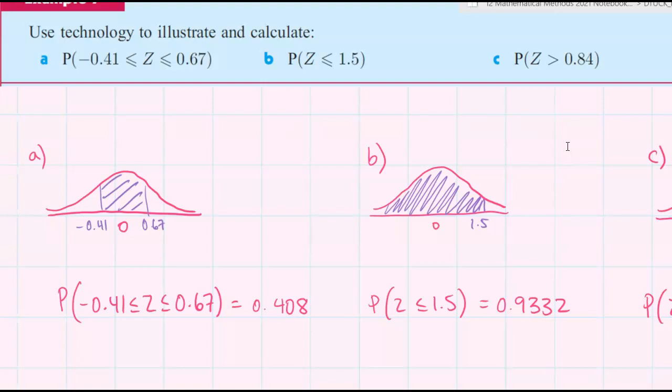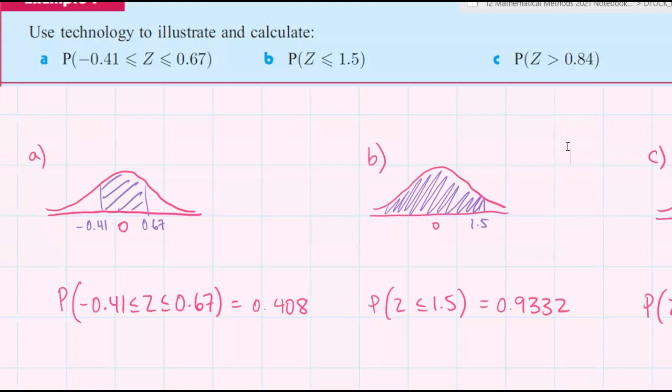And for C, what'd you get for C? Okay. 0.79. Have a think about it. The probability that it's greater than 0.84, if you think about your Z score, we're greater than, yeah, you might have gone the wrong way, so go the other way. Or subtract your answer from 1.